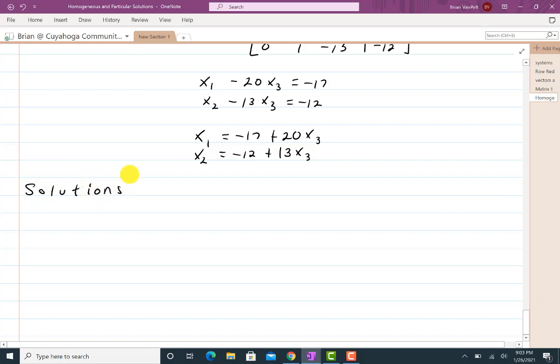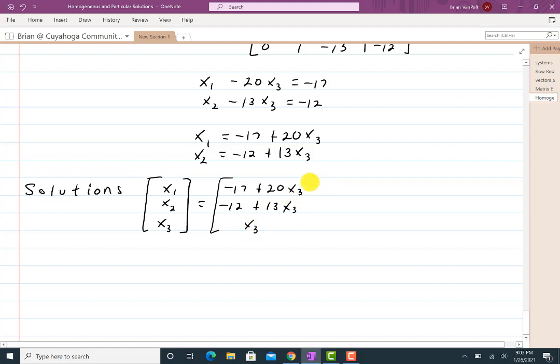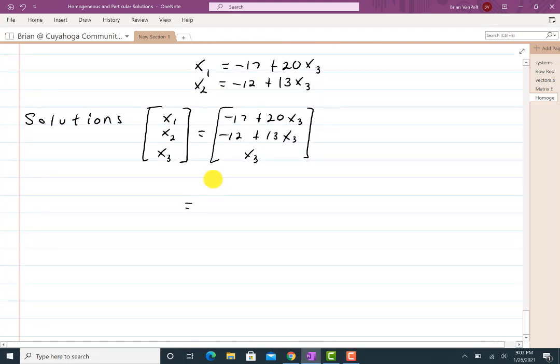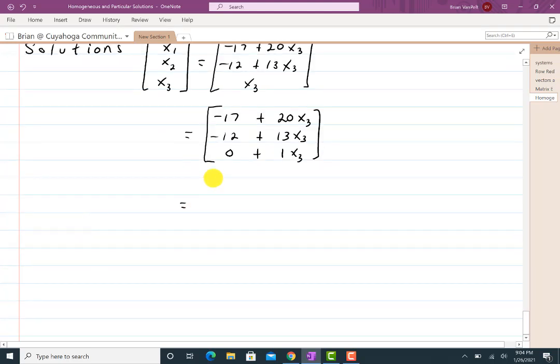And you can see these are infinite as well. So for x1 I had -17 plus 20x3, then I had -12 plus 13x3, and then x3 is just x3. So x3 is our parameter, just as it was before. Now I'm going to change this a little bit to the following. I've just rewritten it. Now I'm going to break it up. Got that. I'll pull the x3 out.